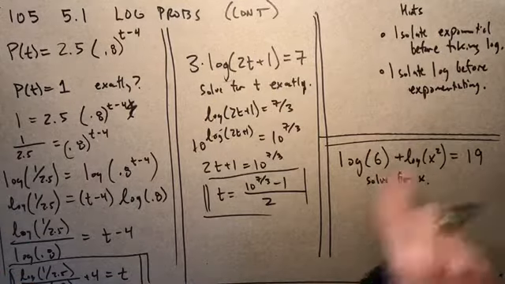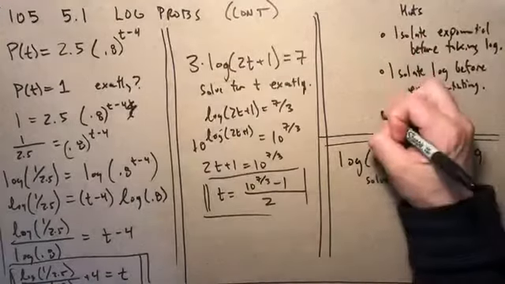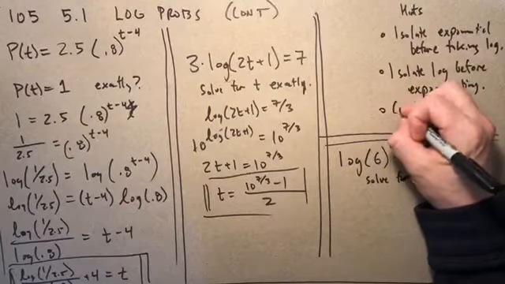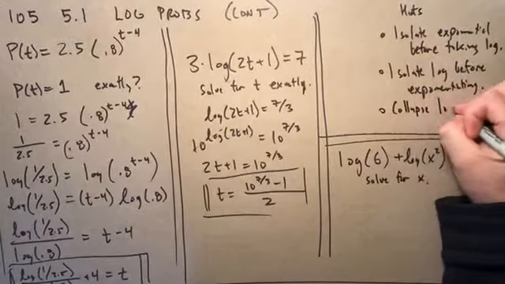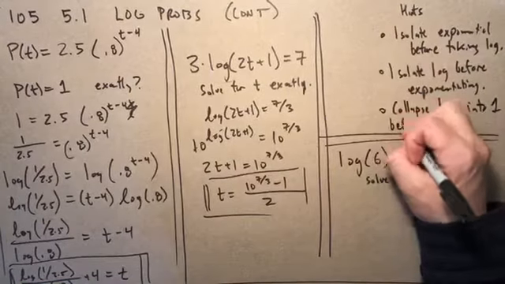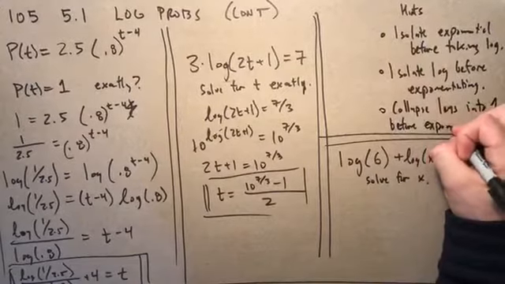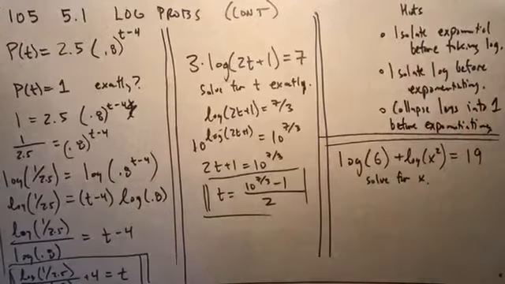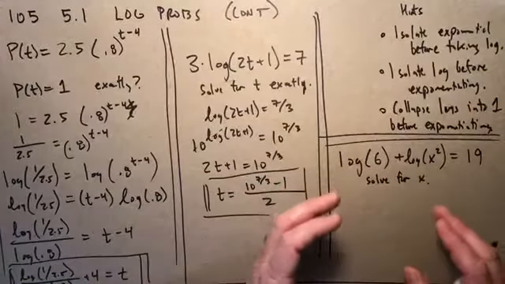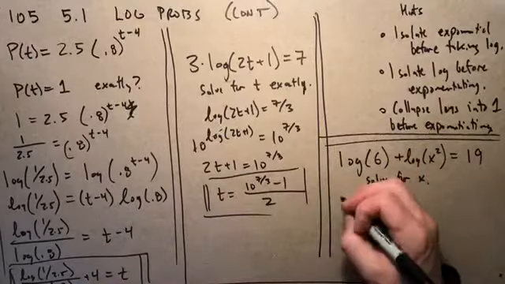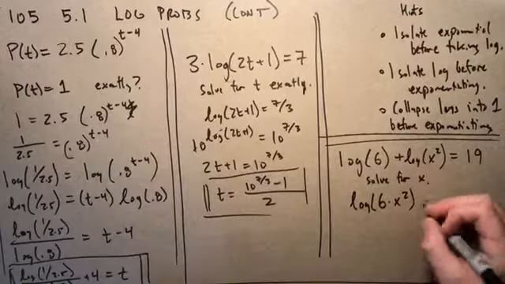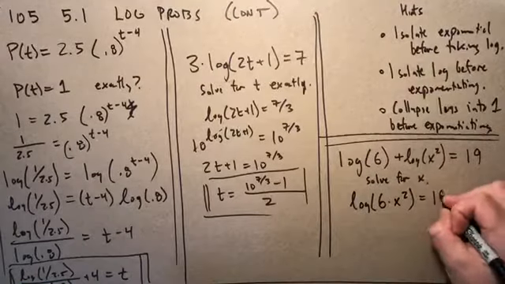And so the final thing that I'm going to say as far as hints are concerned: try to combine logs, collapse into 1, before exponentiating. If we do that, I can combine these two because the sum of logs is equal to the log of a product. Log of 6 times x squared is equal to 19.